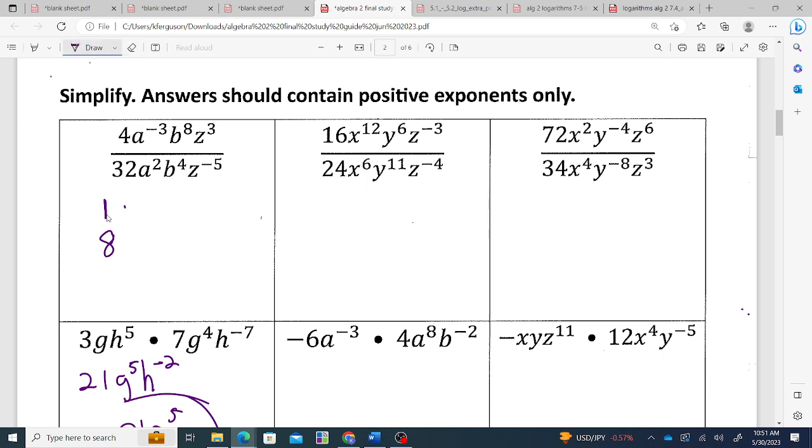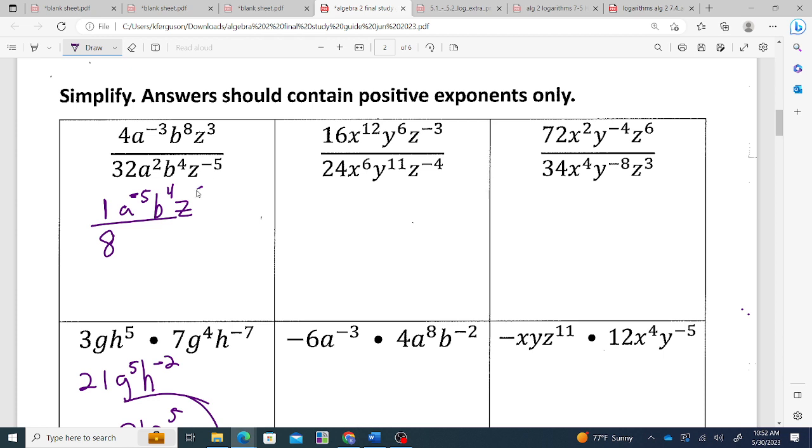So anyway, a to the negative 5. Then I've got b, of course. I got b to the 8th minus 4, so 8 minus 4 is just b to the 4th. And then finally, I got z to the 3rd minus a negative 5. So 3 minus a negative 5. What's that? That's z to the what?